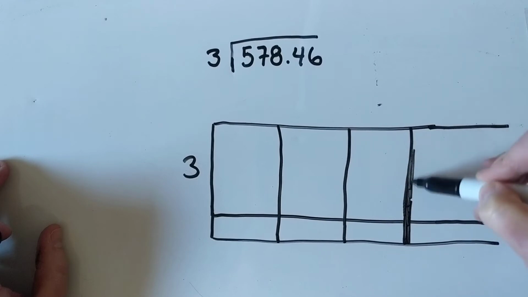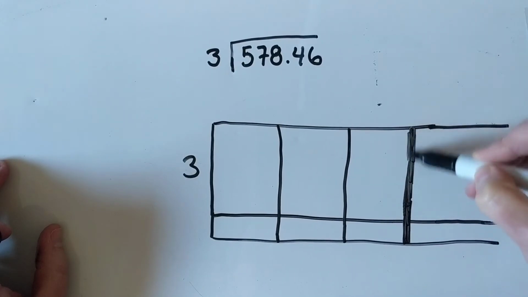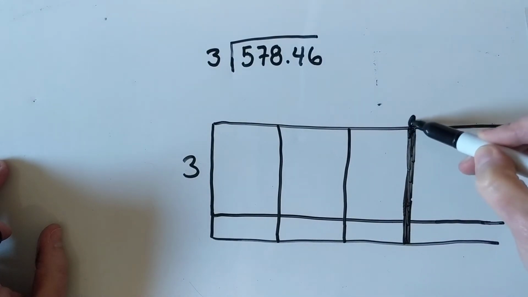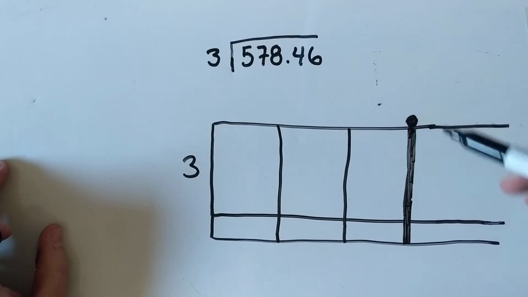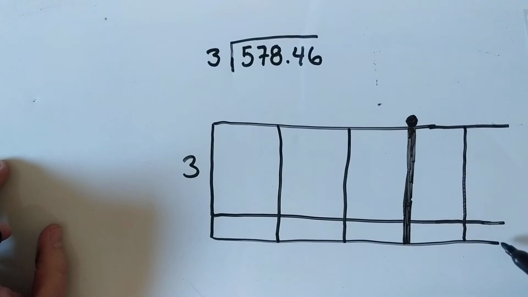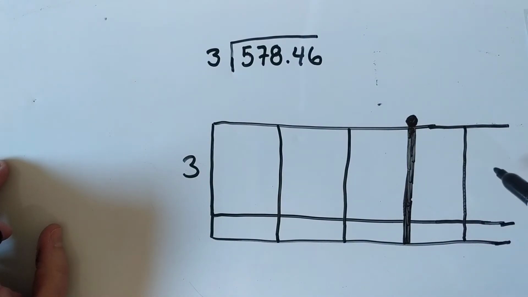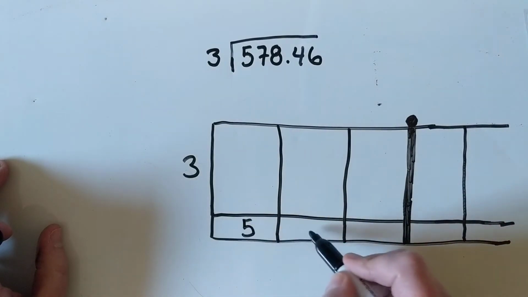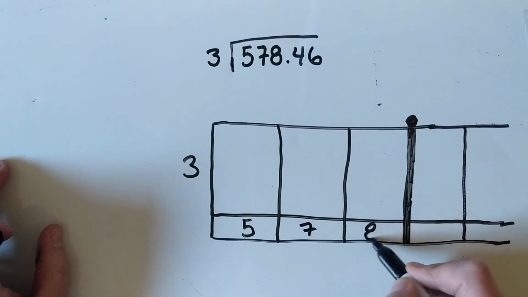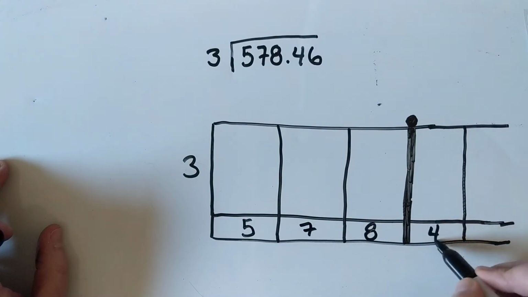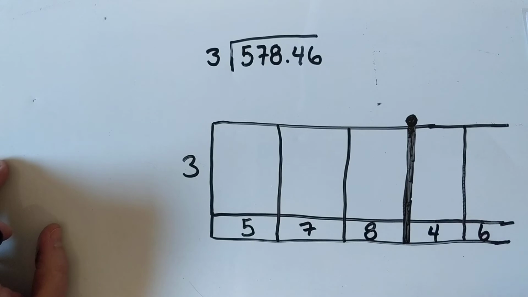So I'm going to make this really dark to show that there's something different going on here. This is where my decimal is. I'm going to put a dot at the top. Okay, and then I'm going to split that because I have tenths and hundredths as well. So I have 578 and 46 cents, or 4 tenths and 6 hundredths.